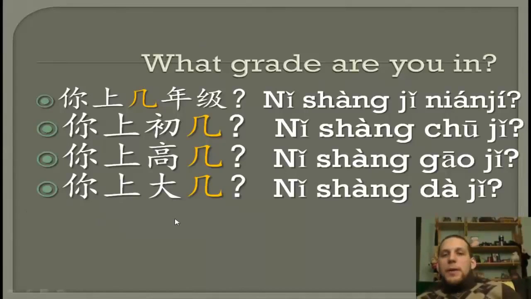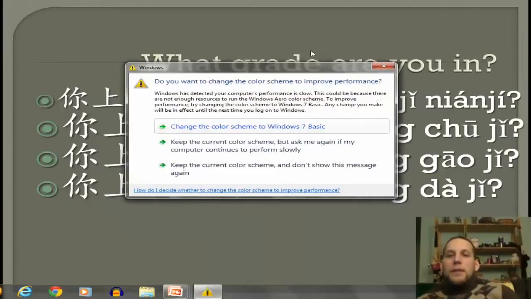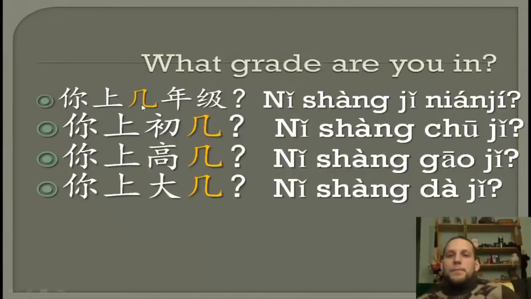So what do you notice about each one of these questions? Yeah, they all have this question word 几. Now 几 means how many. So in this case, it's asking for the number for that grade level. So what we'll do when we answer this question is we will take out 几 and we will put in the number that goes with that grade level.